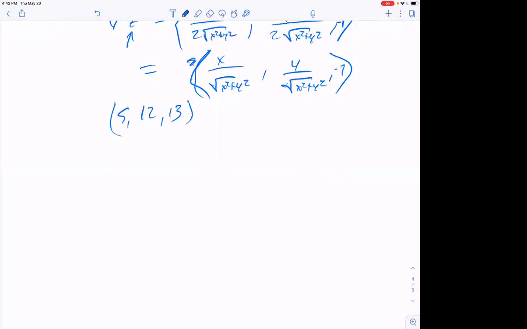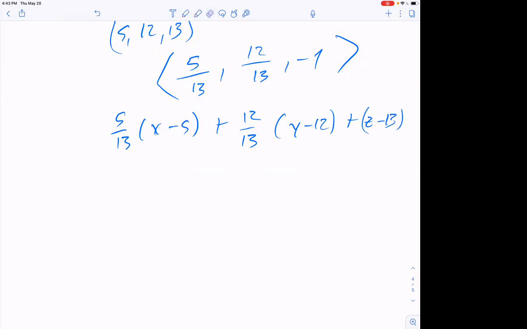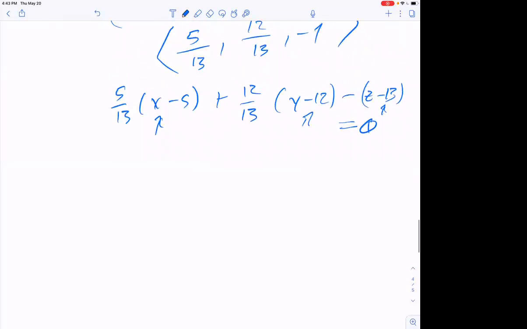So then what plane does this result in? We plug in 5 and 12 for x and y, and we get 5 over the square root of 5 squared plus 12 squared, which is 13, and 12 over 13, and then you get a -1, okay? So your tangent plane is going to look like 5 over 13 times x minus 5, plus 12 over 13 times y minus 12, plus z minus 13 times -1. And all of that's equal to 0. Why? Because if you plug in 5, 12, and 13 at the point where you took the gradient, you get 0, okay?